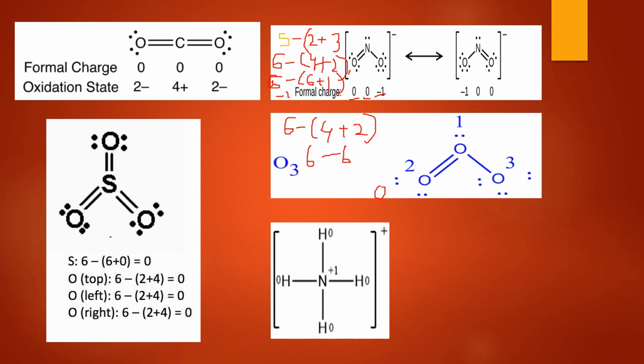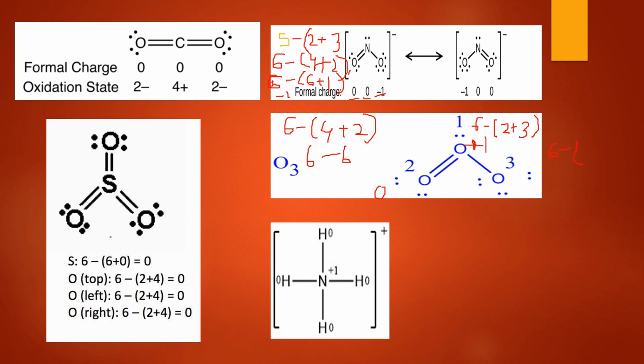Now on this oxygen again 6, then minus 2, right? Then plus 1, 2, 3 bonds, so 3. So 6 minus 5 is equal to 1. So the formal charge on this oxygen is plus 1, right? Now here on this oxygen again 6 are the valence electrons, then minus, now here you see how many electrons there are.